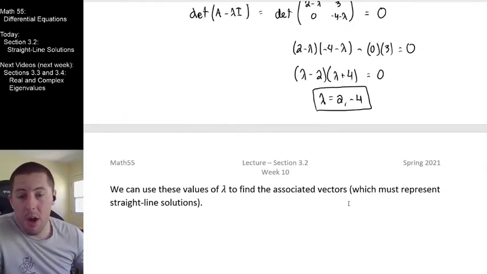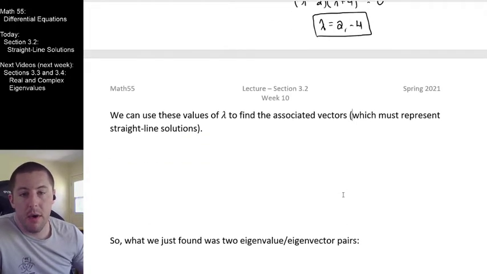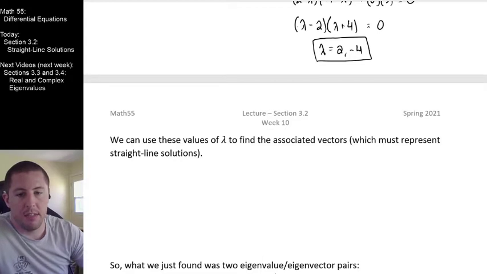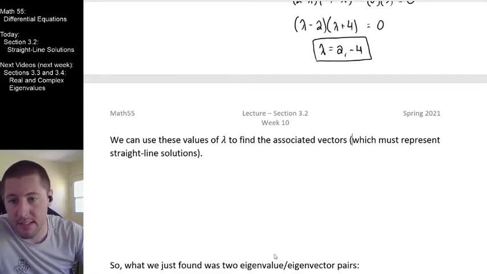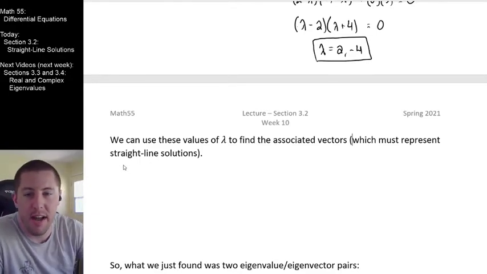So now that we know these values of lambda, we can go ahead and find the associated vectors, which must then represent our straight line solutions here. So let's go ahead and do this for each of our lambda values. And you can see some of these magic words down here at the bottom that you may or may not recognize. If you don't recognize them now, you will. These will come up in every single math class that you ever take after this one. That is a promise.